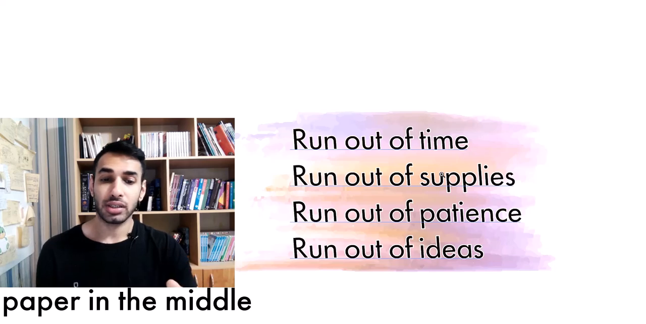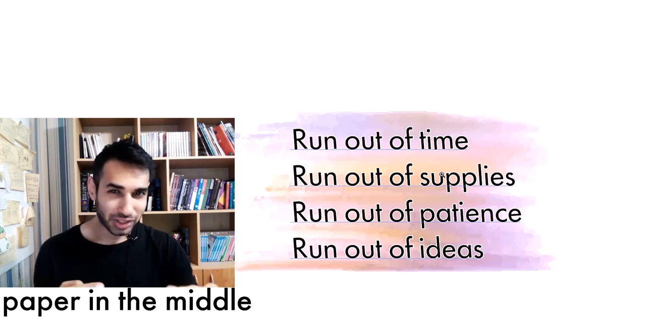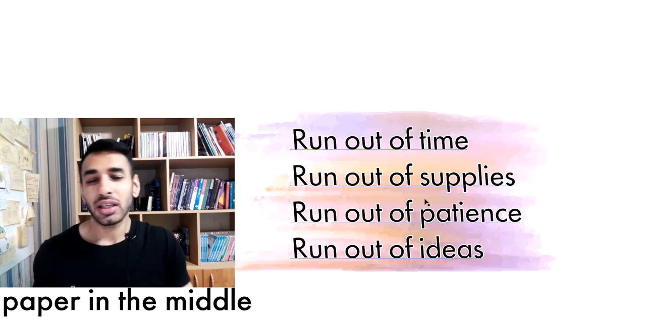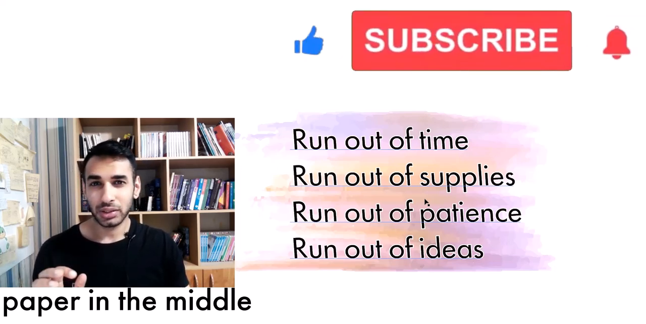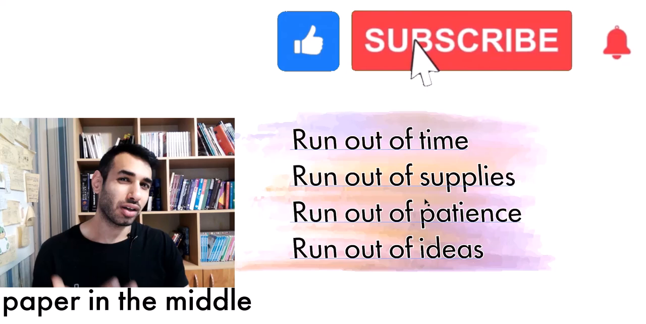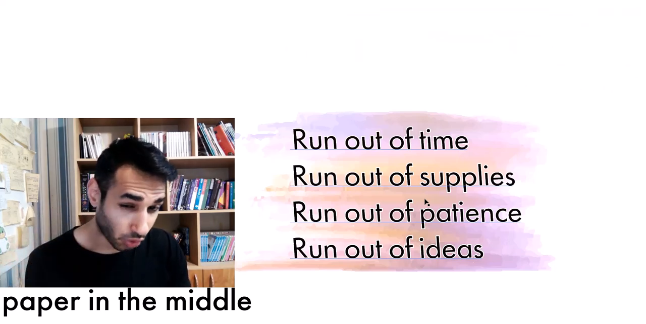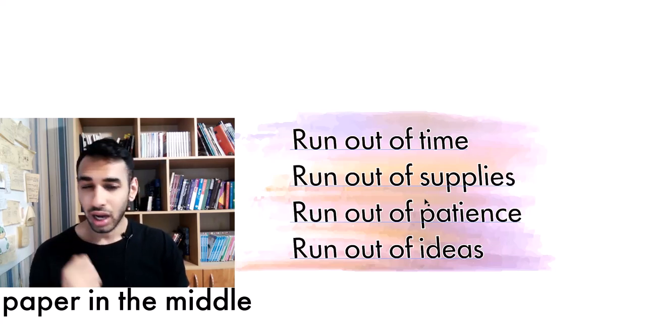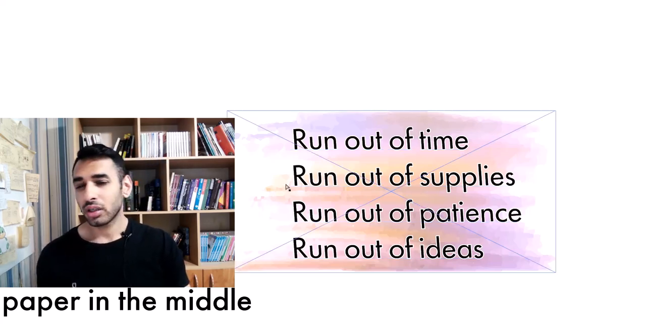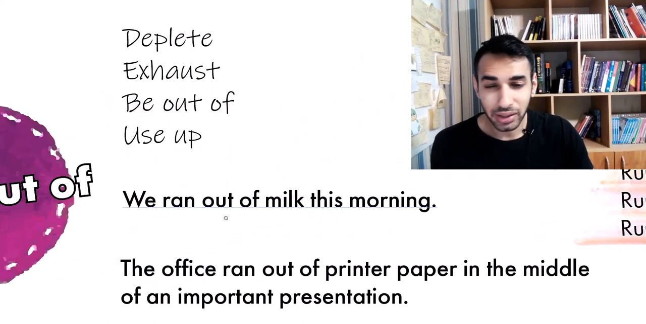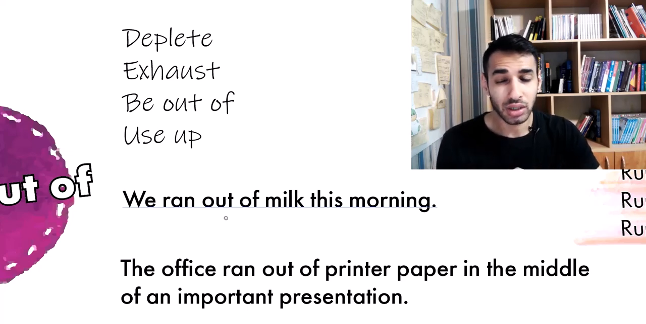Run out of patience, when you don't have enough patience, when you're tired of waiting for something, you say I'm running out of patience. And running out of ideas, you're maybe exhausted, your brain is exhausted, you're tired, so you cannot think of more ideas, you say I'm out of ideas. I'm running out of ideas. And here are the examples. We ran out of milk this morning. It means now maybe we don't have any milk.